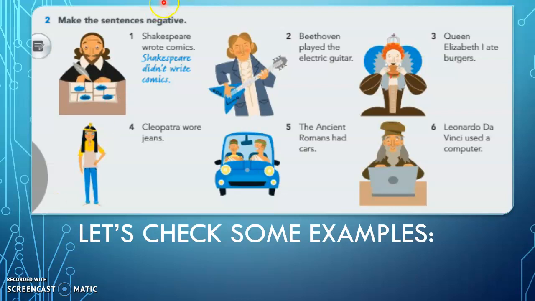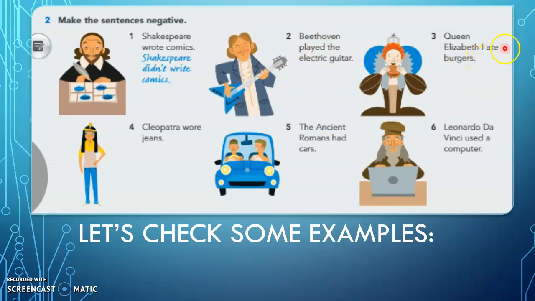Let's look at some sentences and try to make them negative. It says, Shakespeare wrote comics. Shakespeare didn't write comics. What happened to my verb is that I changed wrote for write. Beethoven played an electric guitar. So Beethoven didn't. He didn't play an electric guitar because he's a classical musician. So remember, my verb play remains in the base form and I need my auxiliary didn't.